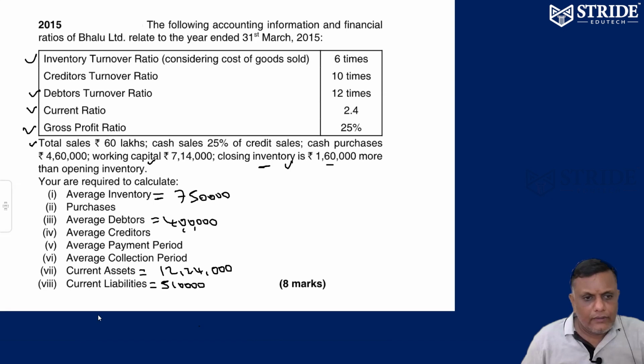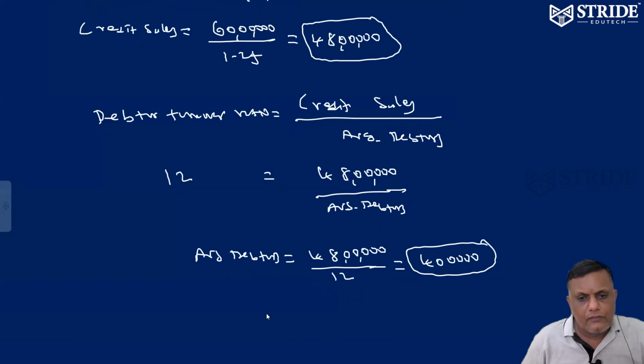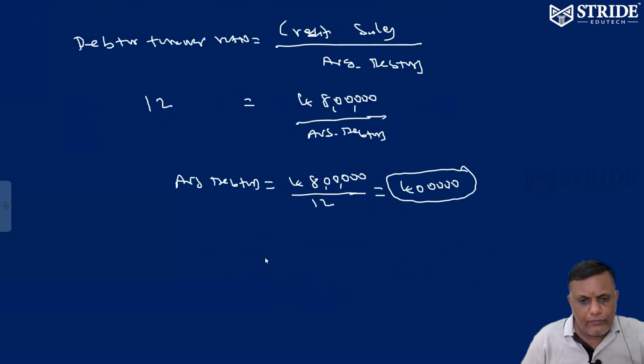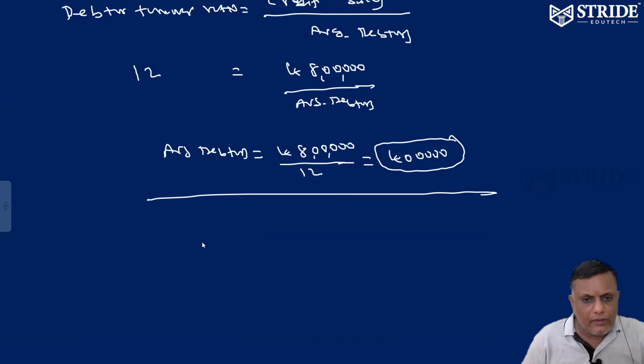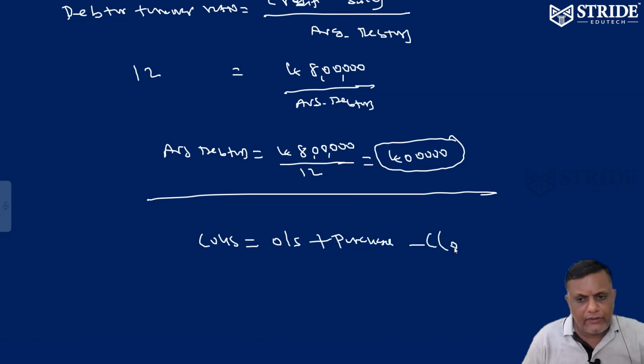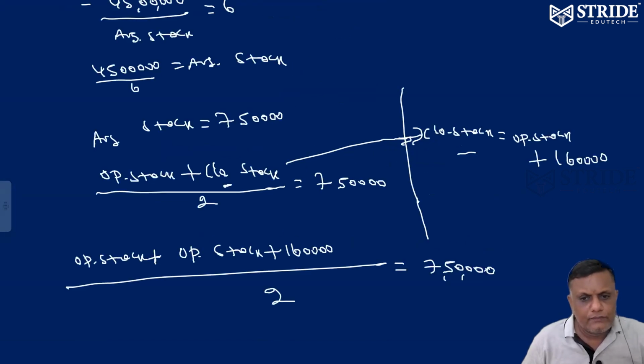Next, I need to know total purchase. Is there any clue available for total purchase? Yes, that is COGS, cost of goods sold. Cost of goods sold is equal to opening stock plus total purchase minus closing stock.